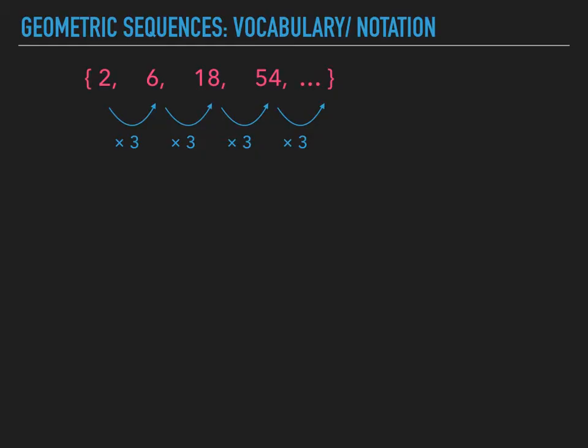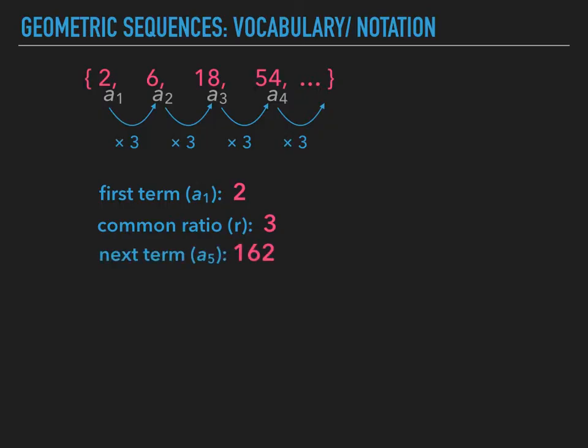We have notation and vocabulary that's associated with geometric sequences. Each term has a subscript attached to it. And so A sub 1 is the first term in the sequence. A sub 4 is the 4th term in the sequence. We call these numbers terms. So 2 is the first term in the sequence. 3 is known as the common ratio of this geometric sequence. The next term in this sequence would be found by multiplying 54 by 3, that's 162.